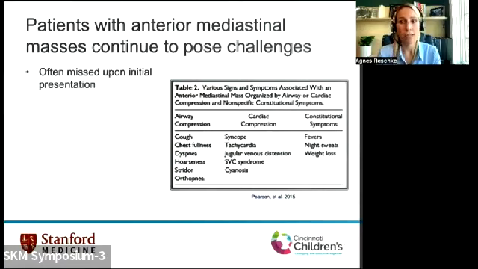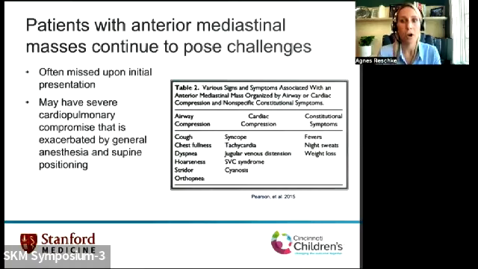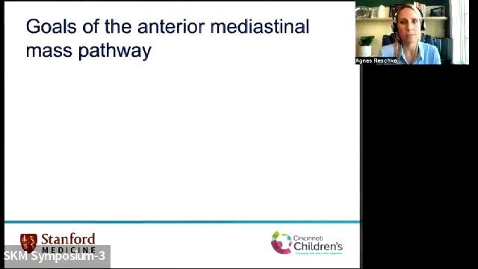But these anterior mediastinal masses cause significant cardiopulmonary compromise that is exacerbated by general anesthesia and laying flat. Because of this, patients are at high risk of perioperative complications, and so the goal when these patients present is to diagnose the patient as quickly as possible in the least invasive manner possible.